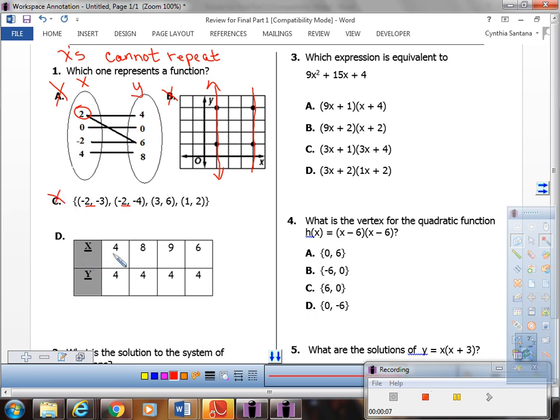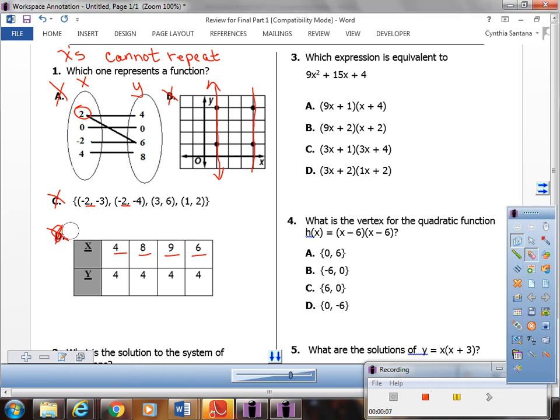The answer is D. If you notice the x's, all of them are different. 4, 8, 9, 6, they're all different. It doesn't matter if the y's repeat. So if that kind of threw you off, it doesn't matter about the y's. Our focus needs to be on the x's. So make sure that you look at the proper part of your table, your graph, or your mapping.